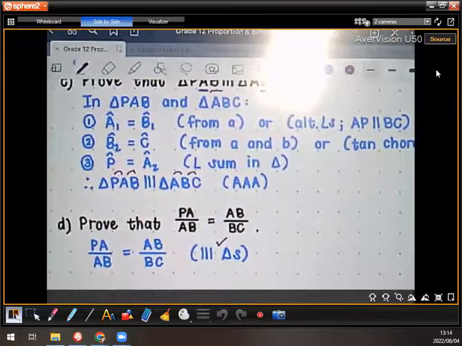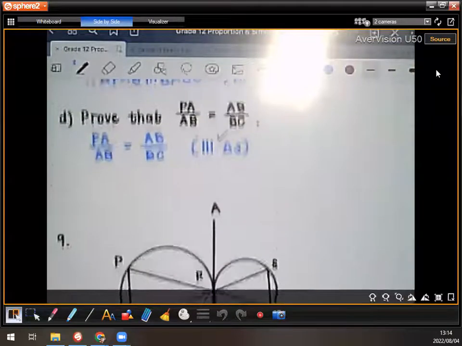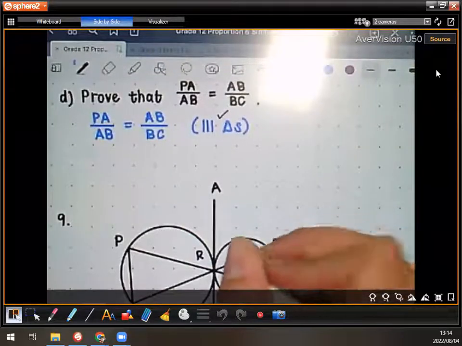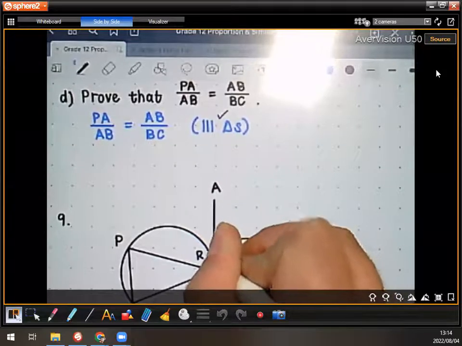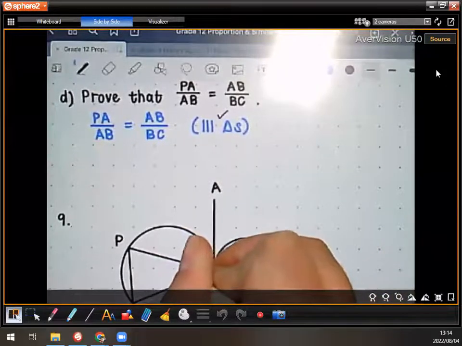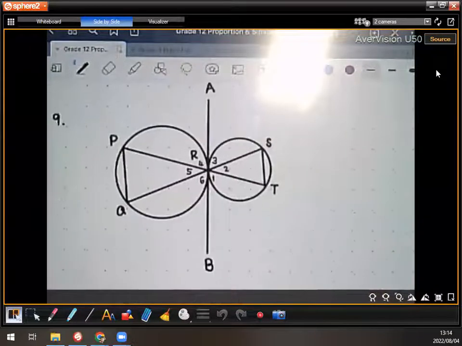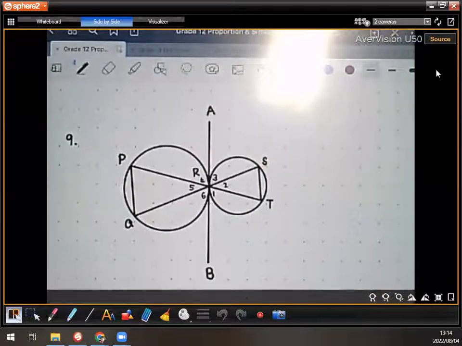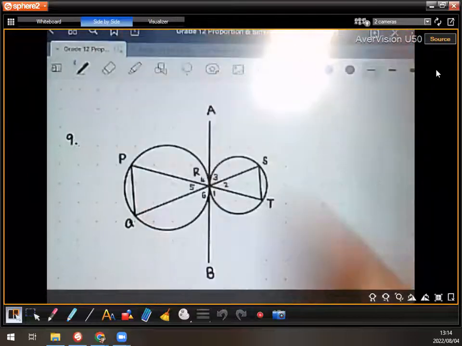How was number 9? I didn't manage to finish number 9, so I'm going to do it with you guys now step by step. I'm just quickly checking here, and now I see that I drew my diagram skewed to the other side. In the book, it's more skewed to that side, but anyway.